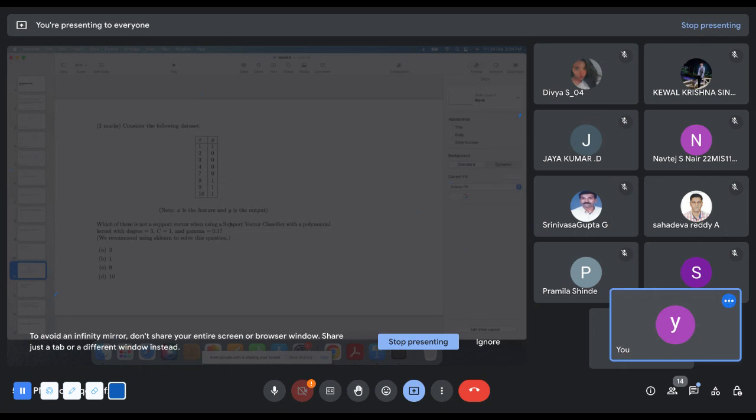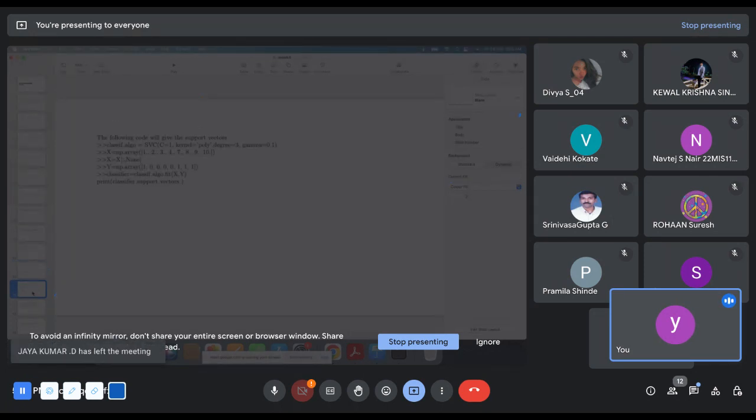You're asked to verify which of the following is not a support vector. Actually, it should be which of these is a support vector. The answer will come out to be one, and it's very simple. You just go to scikit-learn, execute the set of commands, and you should be able to find that.